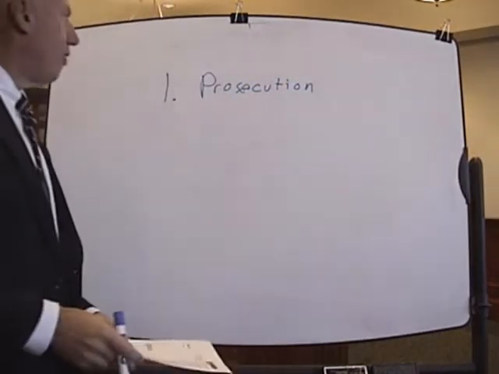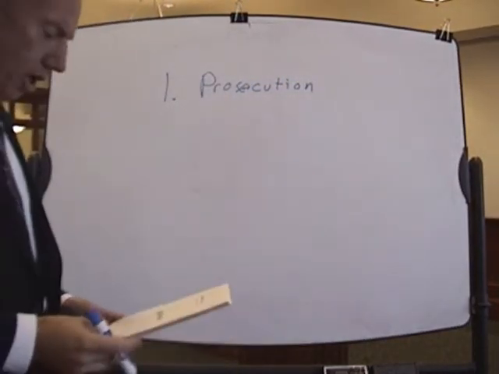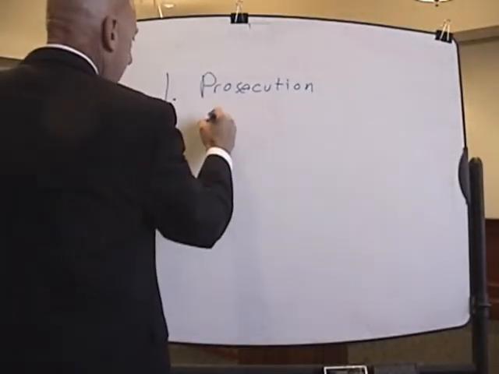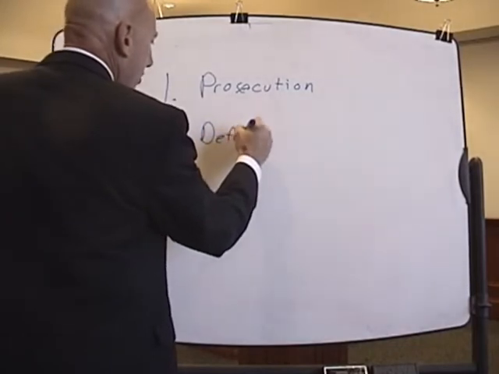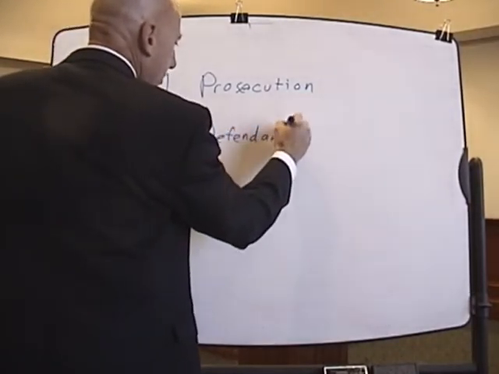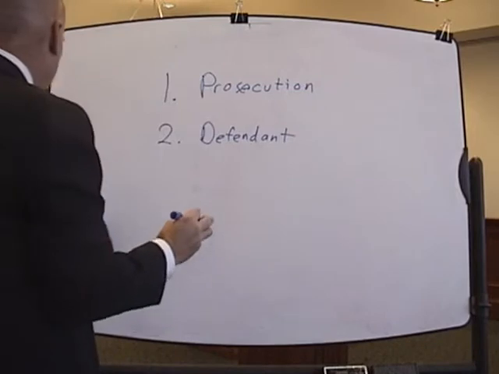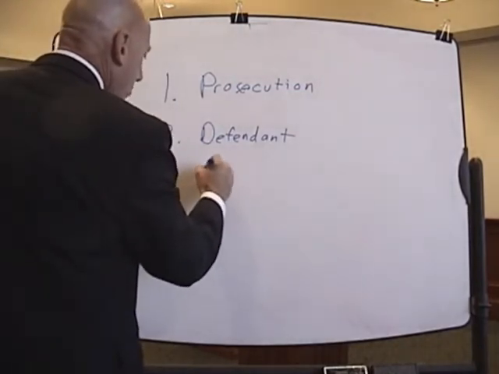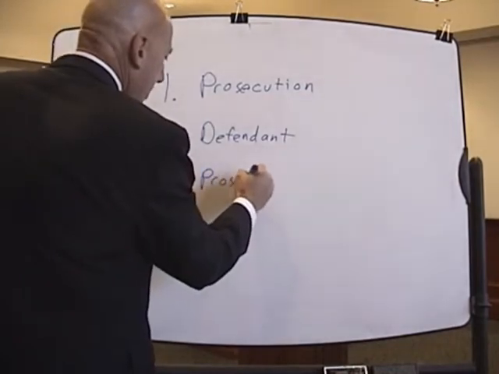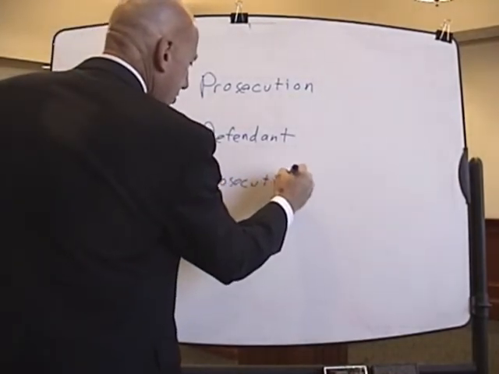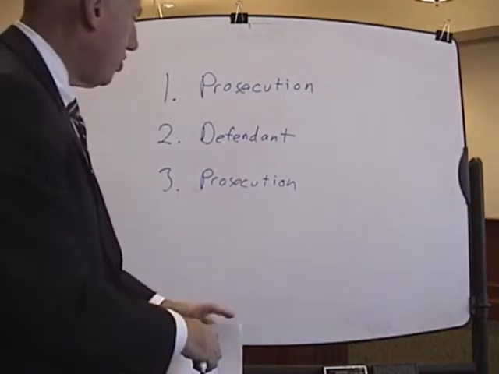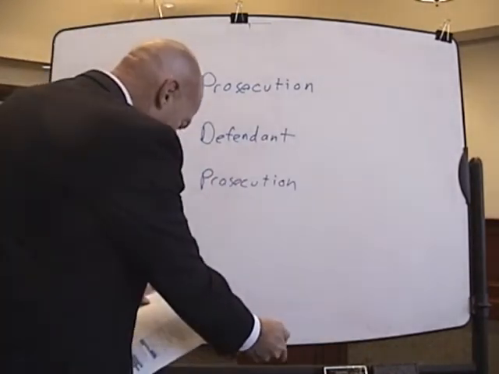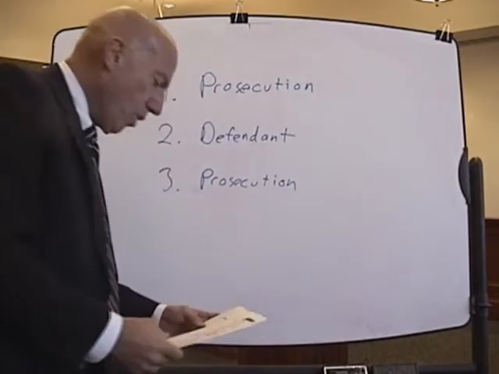The prosecution will first speak in closing argument. Second, we will hear from the defendant, the defendant's attorney. And then finally, the prosecution will have one more chance to speak lastly to the jury. So again, first we hear from the prosecution, then we hear from the defendant, and finally we get a chance to hear from the prosecution as well.